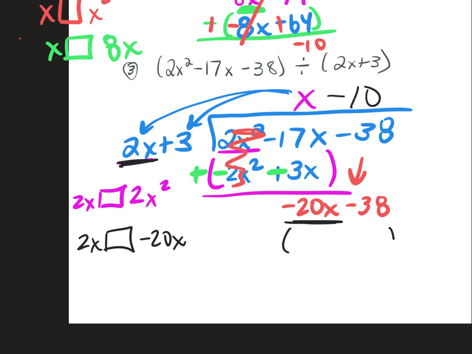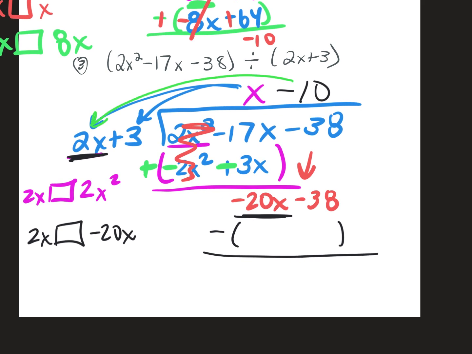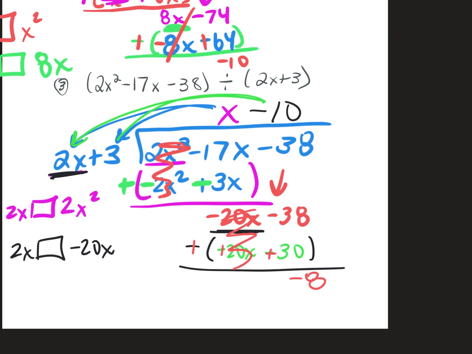So get your subtraction set up before you multiply. So now I have negative 10 times 2x is negative 20x. Negative 10 and a negative 3, negative 30. And before we subtract, what do we do? Distribute that negative, so change, change, change. What's negative 38 plus 30? Negative 8. What's negative 20x and a positive 20x? 0. Is there anything left to bring down? So negative 8 becomes my remainder.